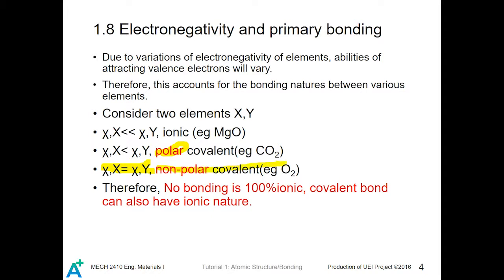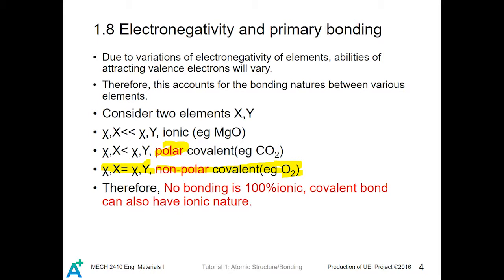But if their electronegativity is the same, then it is a non-polar covalent bond. In a non-polar covalent bond, the electrons are shared equally, at an equal distance. For a polar covalent bond, the electrons are still shared, but the electrons will be closer to the atom with the higher electronegativity.